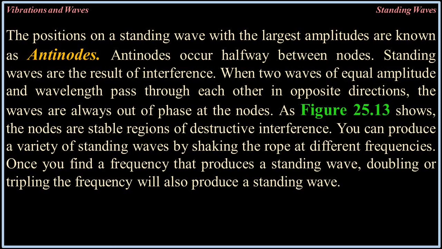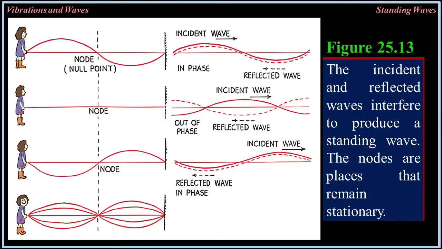Standing waves are the result of interference. When two waves of equal amplitude and wavelength pass through each other in opposite directions, the waves are always out of phase at the nodes. Figure 25.13 shows the nodes are stable regions of destructive interference.